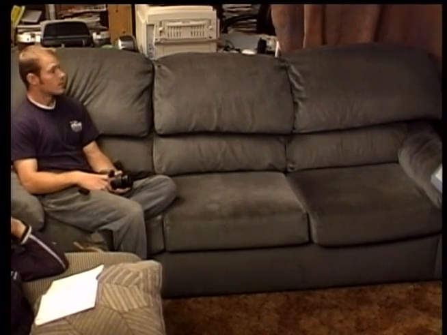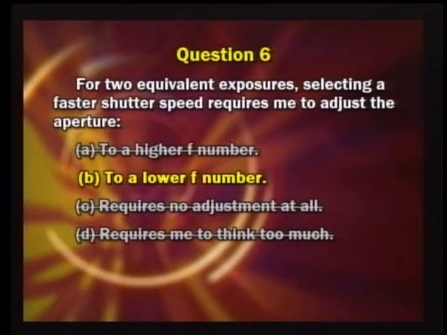Let's look back at the answers here. Use a lower f number, which is a larger aperture. So, yep, the faster shutter speed means less light is hitting the film or sensor, so you need a larger aperture, which means a lower f number on the camera. Okay? Are we all straight on this? Okay, I think we've got a crowd here that kind of understands.